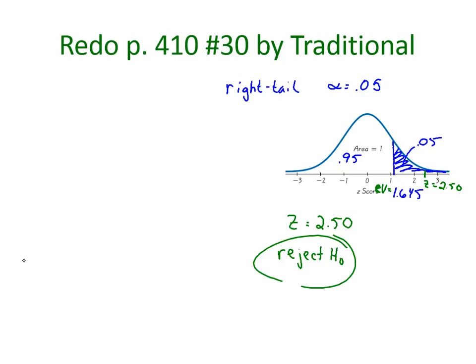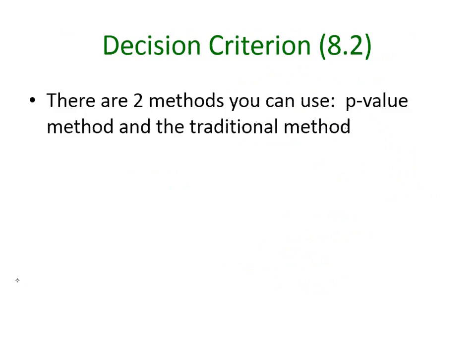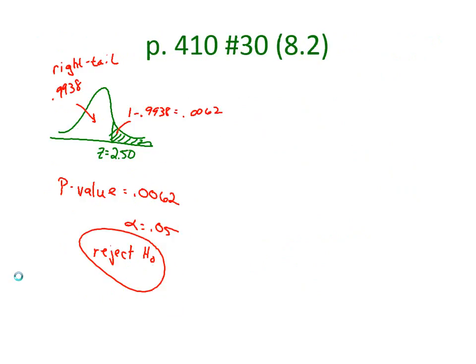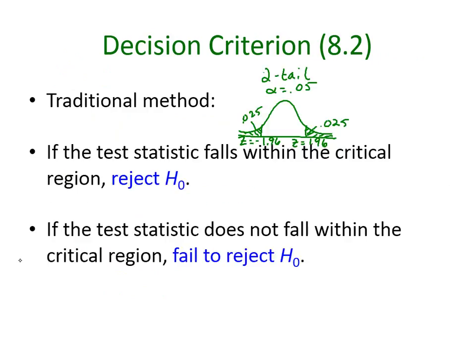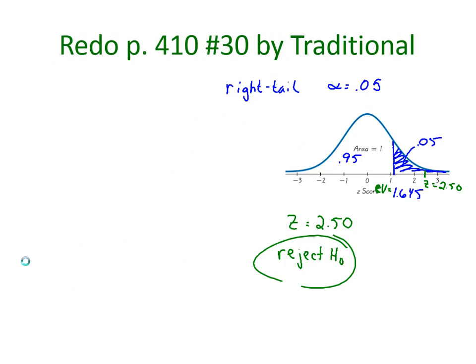Same conclusion we came to a little bit ago, when we found that p-value to be, what was it, 0.001? Wasn't that the number we had a little bit ago? 0.0062. So earlier, we rejected the null hypothesis because the p-value was extremely small. Now we're rejecting the null hypothesis because it's falling in my critical region. So two different ways to do the same problem, you come to the same conclusions.